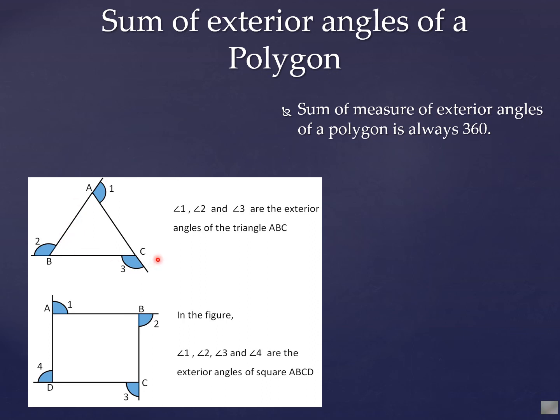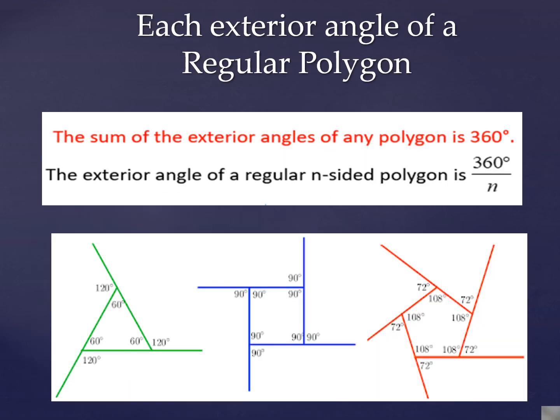Now here always remember, suppose you are taking a triangle, you are going to take 3 exterior angles, 1 on each vertex. Similarly, in the case of a quadrilateral, you can see 1 exterior angle on each vertex is taken. So if it has 4 sides, you will take 4 exterior angles. If it has 5 sides, you will take 5 exterior angles.